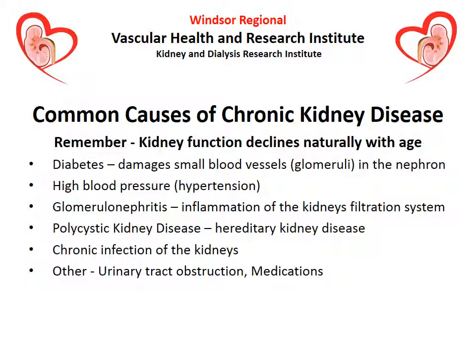Polycystic kidney disease is a hereditary form of kidney disease that can lead to progressive kidney dysfunction. Other causes of progressive kidney dysfunction include chronic infection of the kidneys, chronic urinary tract obstruction, and at times certain medications can slowly decline the function of your kidneys.